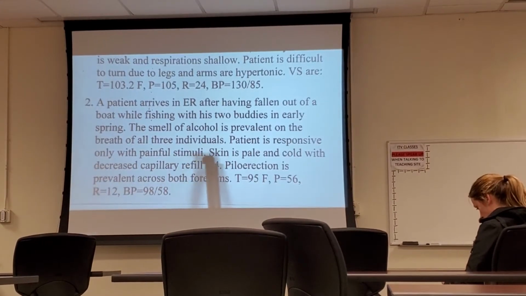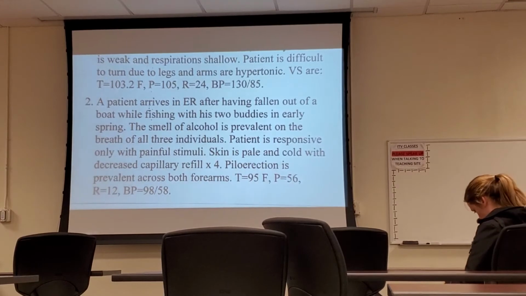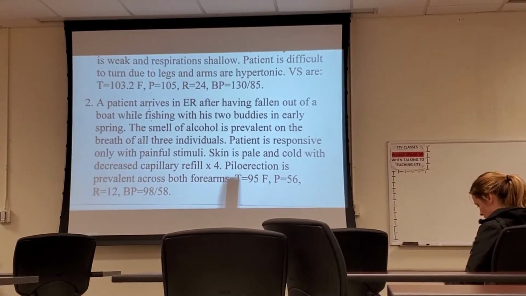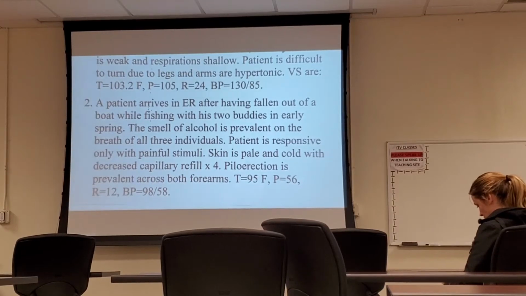Decreased level of consciousness, skin is pale, cold, capillary refill is decreased on all four extremities, piloerection. When does piloerection occur? When you're cold and you're trying to raise your body temperature. And then look at what his body temperature is, and then look at what else has slowed down. Okay, so what do we have? Too hot or too cold? Too cold. So our one too cold problem is hypothermia.